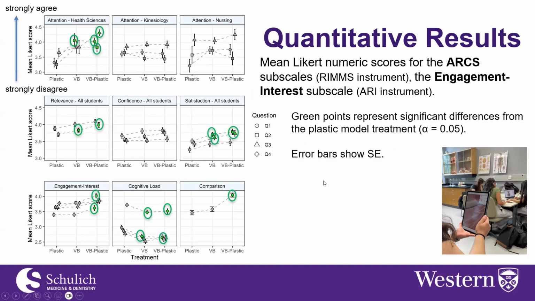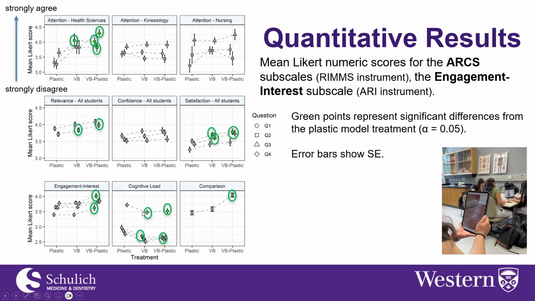And then the green points, which I didn't feel like you could see very well here, so I ended up highlighting them in a green circle for you. These are the ones that show a significant difference from the plastic model treatment. So this is anything that's different from plastic by itself. These are standard error bars here. So you can see some differences right away.